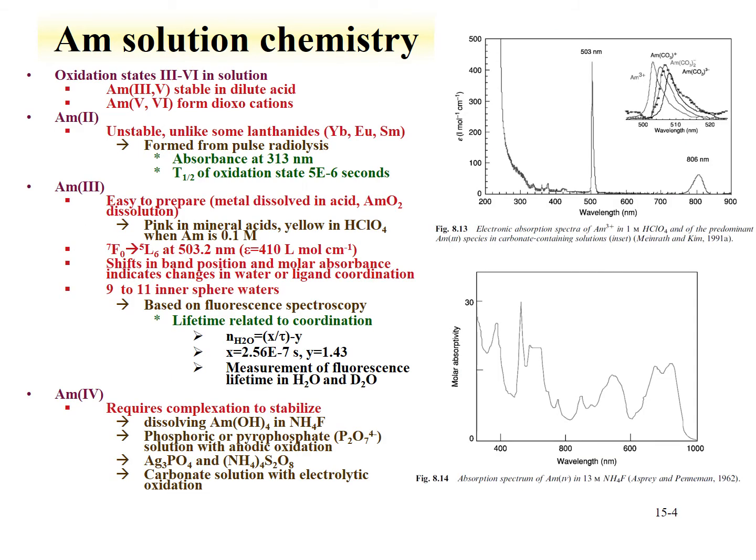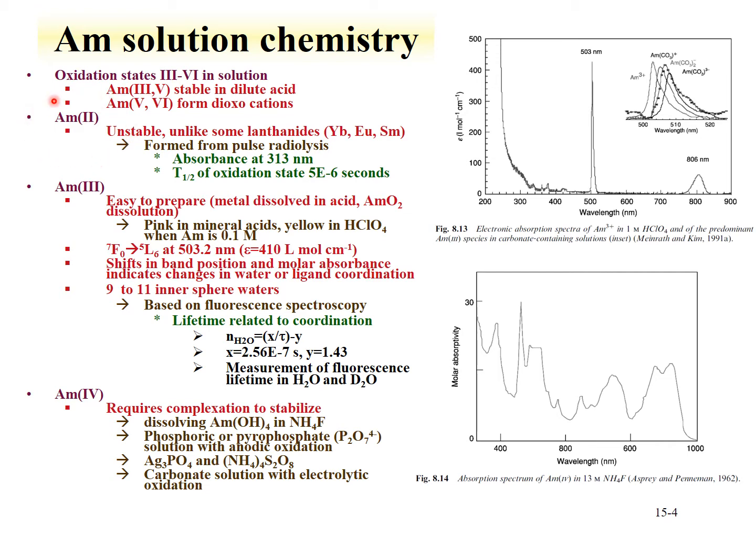In solution, americium exhibits a number of different oxidation states. One can form stable from the 3 to the 6 oxidation states in solutions. The 3 and the 5 tend to be stable in dilute acids. The 5 and the 6 will form the dioxocations, the yl species, as we saw with plutonyl, uranyl. So americium 2 is unstable.